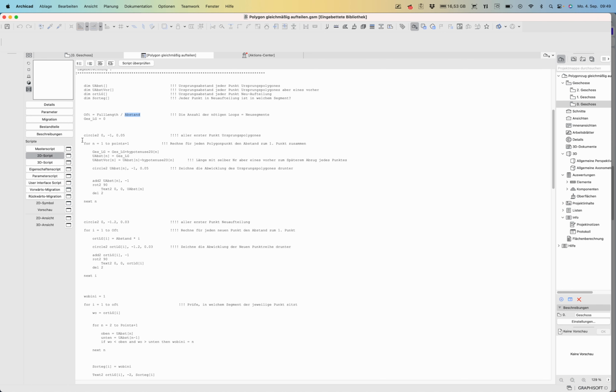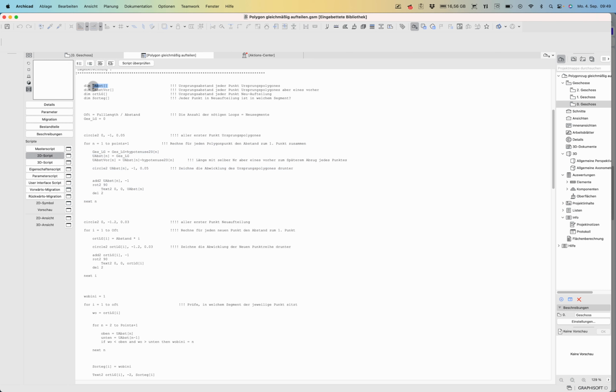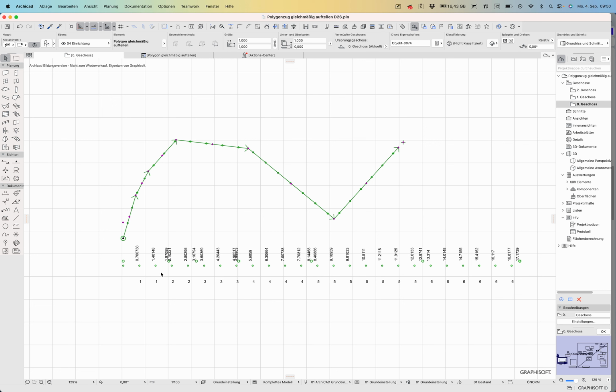Then, first, I go to the original polygon and I calculated this thing for every point, how far it is, the real distance to the 0 point. And another one before, so one distance shorter. So this here gave me the possibility to see what I'm doing.